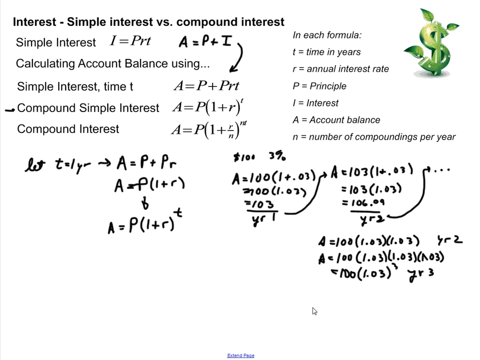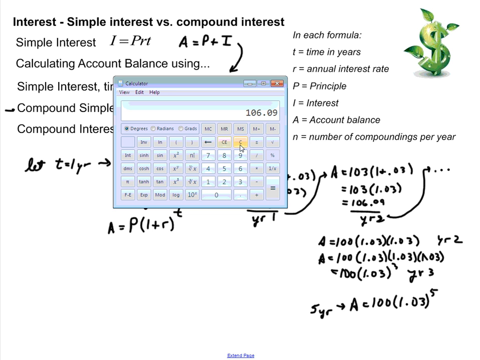Right? So if I wanted to do this calculation, I wouldn't have to do this business over and over again. At the end of 5 years, I would say that my account balance would have been $100 times 1.03 raised to the 5th power. Let's see what that would be right here. Let's take 1.03, raise that to the 5th power, and then multiply that amount by 100, and I end up with $115.93.